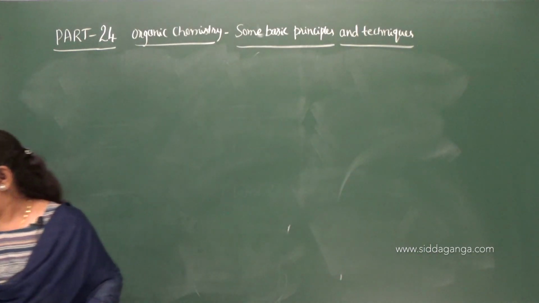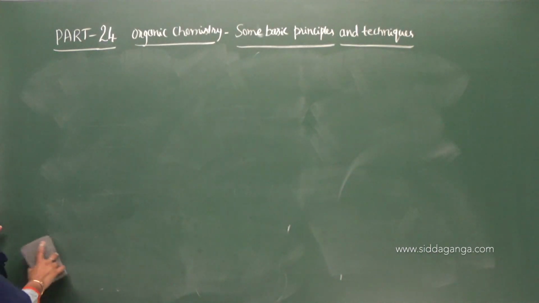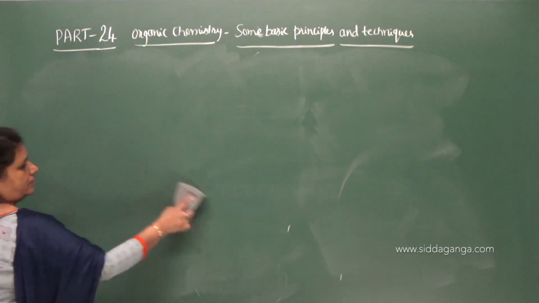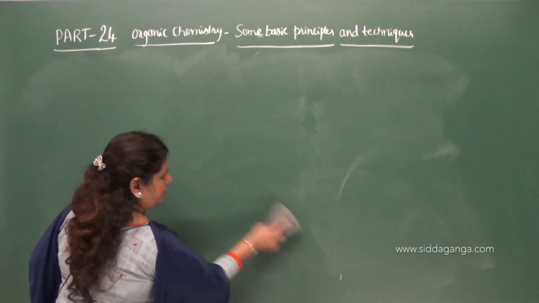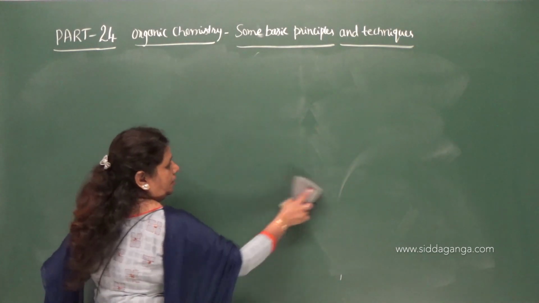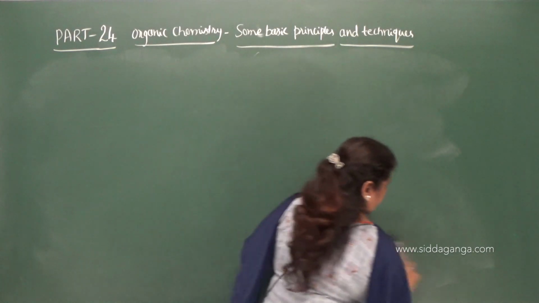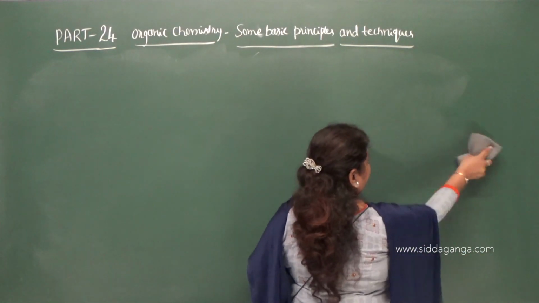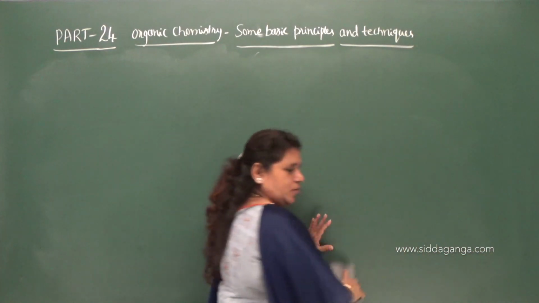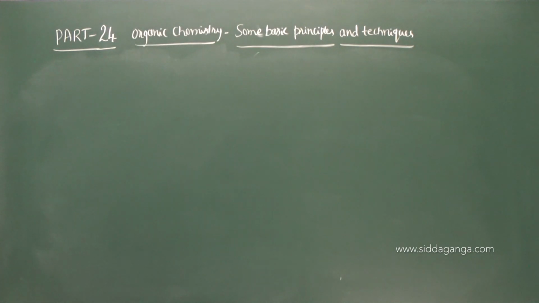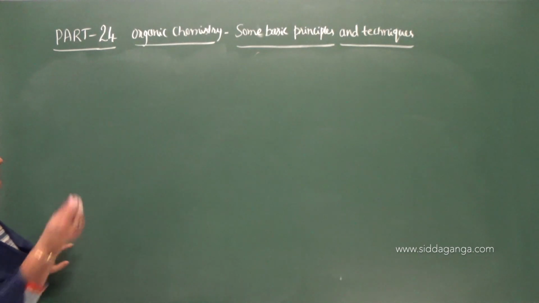Let us consider the fifth one, that is ethers. The next class of organic compounds will be ethers. What is the functional group of ethers? The O is the functional group of ethers.